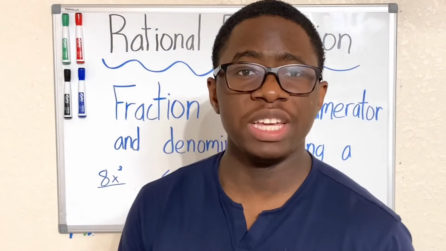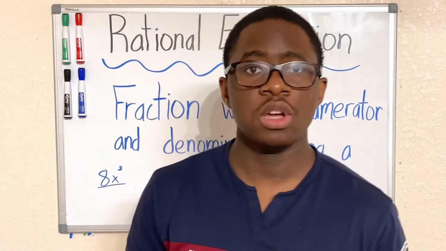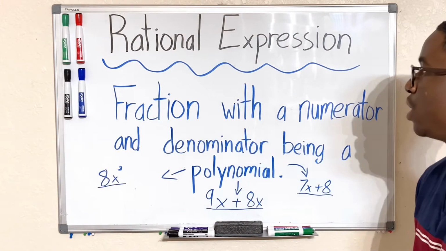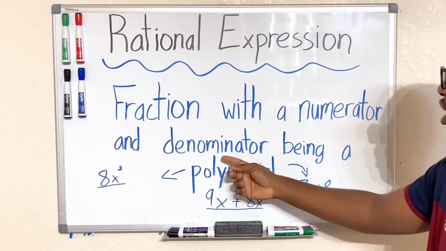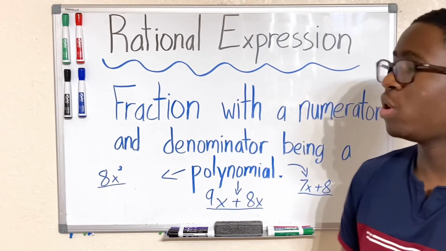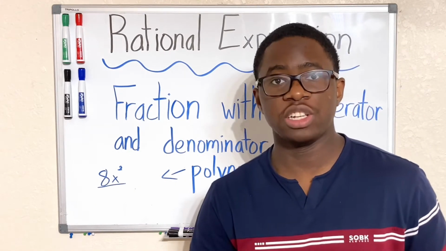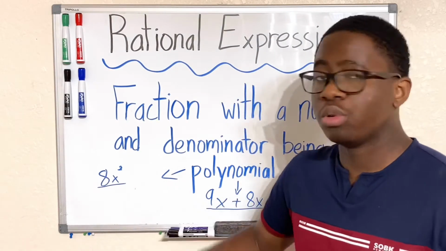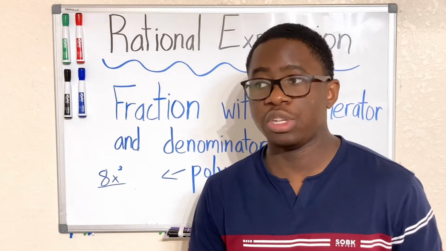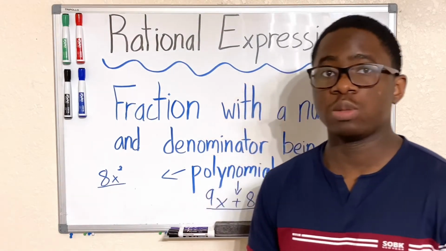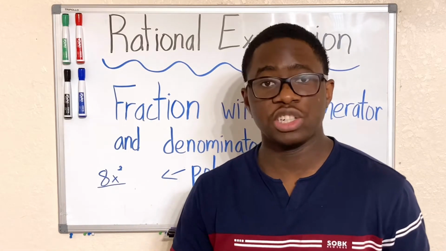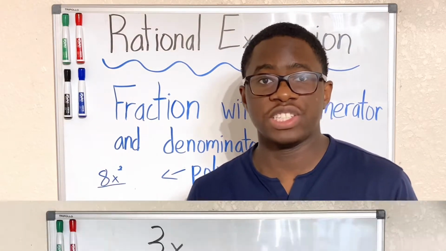Alright guys, before we get into factoring rational expressions, we have to know what a rational expression is. By definition, in simplest terms, it's a fraction with the numerator and denominator being a polynomial. And what's a polynomial, you may ask? A polynomial is basically an expression with a coefficient, the number in front of the variable, and a variable followed by any type of function. So you could have exponents, addition, multiplication, subtraction, division, anything. It's just an expression with a function, a variable, and a coefficient.